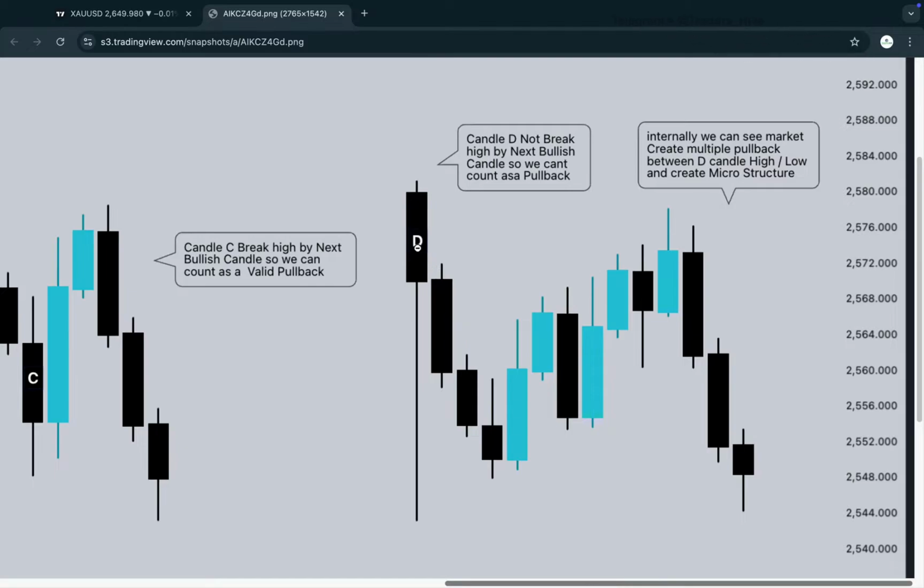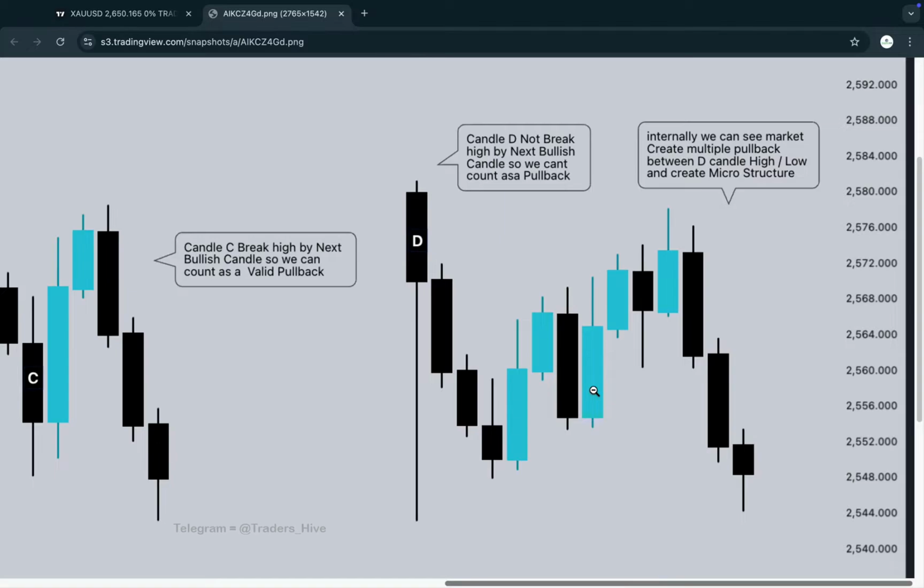If anything happens like this, is it a valid pullback or not? If you mark the major pullback here, you need to consider the D candle. But the market did not break the previous D candle high and created internal structure here. We can say market momentum was bearish and has now turned bullish, and again takes a pullback, and this is counted as a valid pullback. Why? Because the market took out the previous candle low. This bullish candle is broken by this black candle and the market pushed downside.